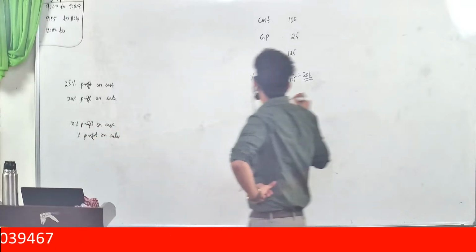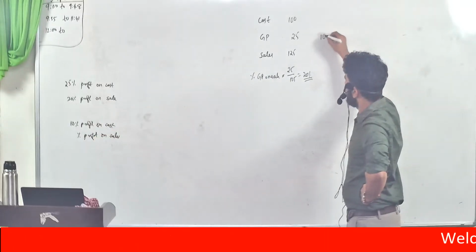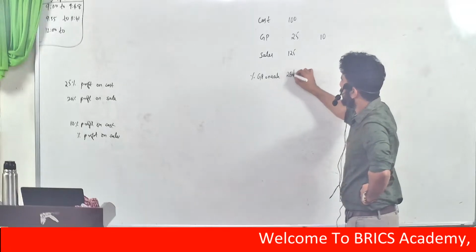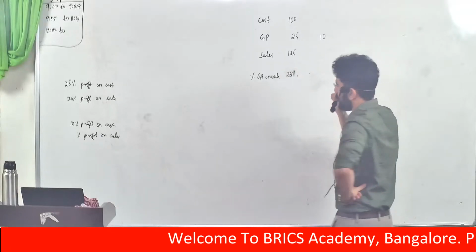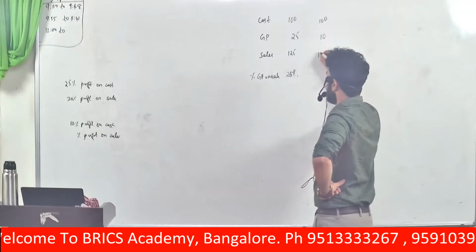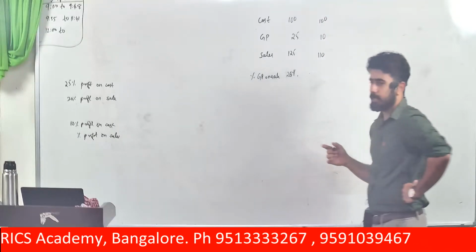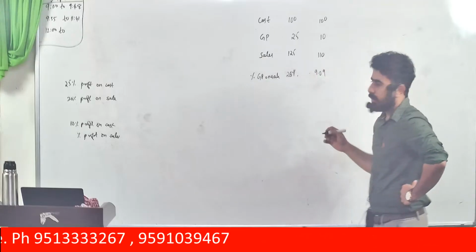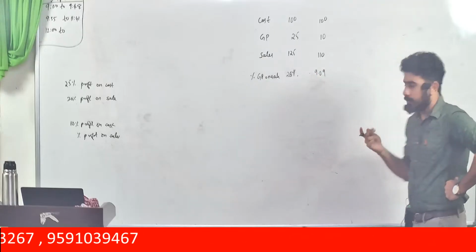Similarly, 10% profit on cost, which means profit is 10, and cost is 100. How much is sales then? 110. How much is the percentage? 9.09.